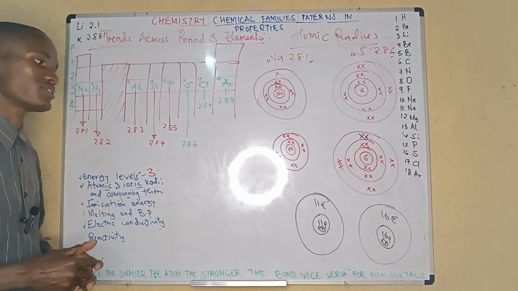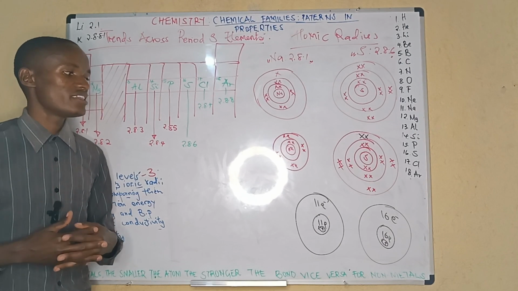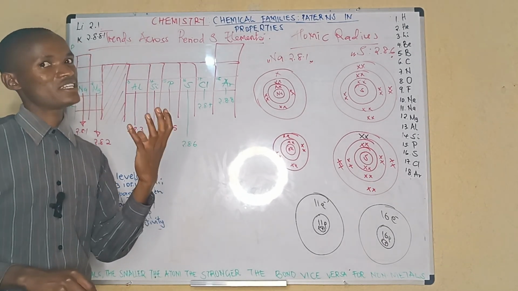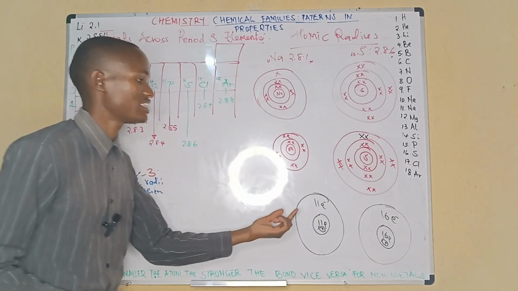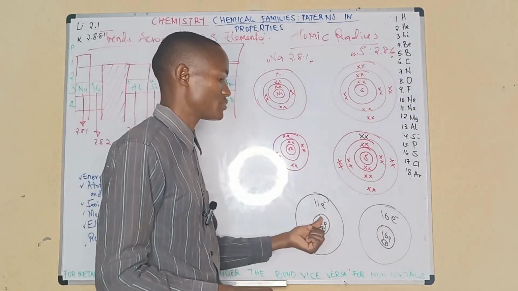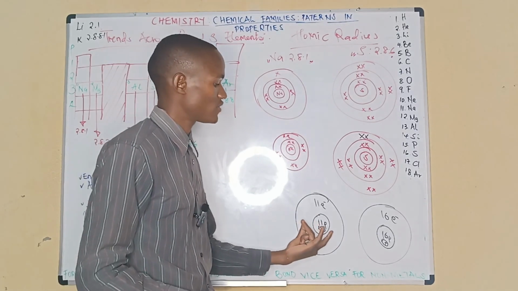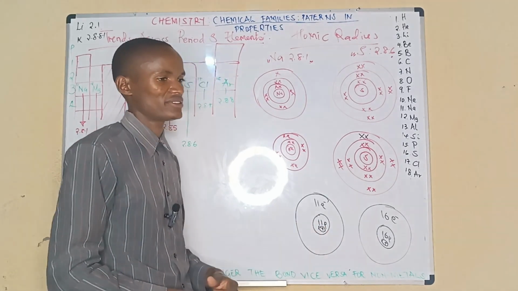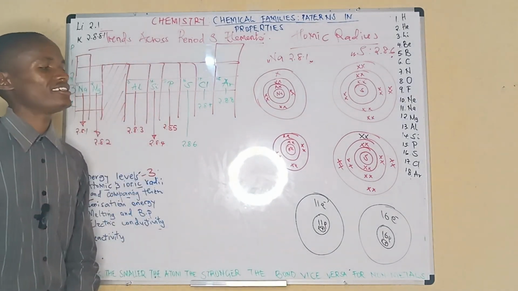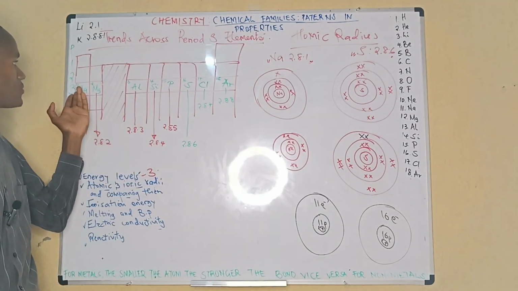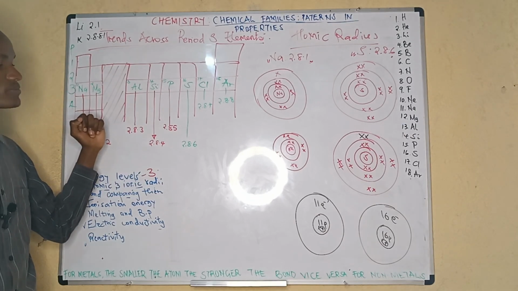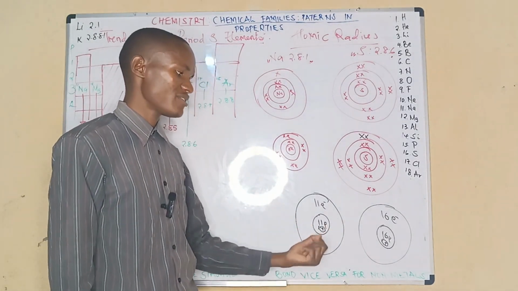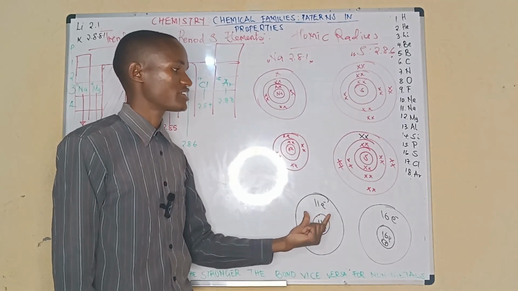But now let us talk of the nuclear charge again. The nuclear charge is how strong the nucleus is pulling the electrons in the shell. How strong is it pulling? In this case, for sodium, we only have 11 protons. That's not quite large. In fact, it has the smallest number of protons in this group. So in this case, the nuclear charge is not that strong. Only 11 protons pulling 11 electrons.